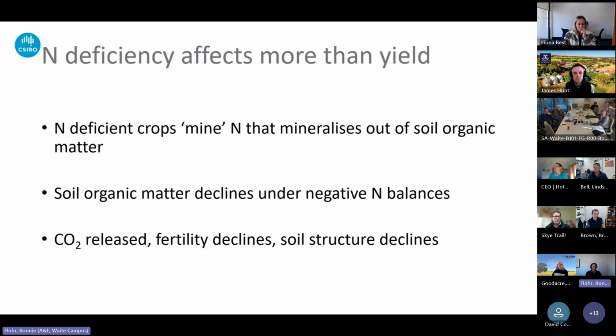So N deficiency affects more than just crop yield. A deficient crop will mine nitrogen that mineralizes out of soil organic matter. So when the N balance is negative, soil organic matter declines, which releases carbon dioxide and declines soil fertility and structure.